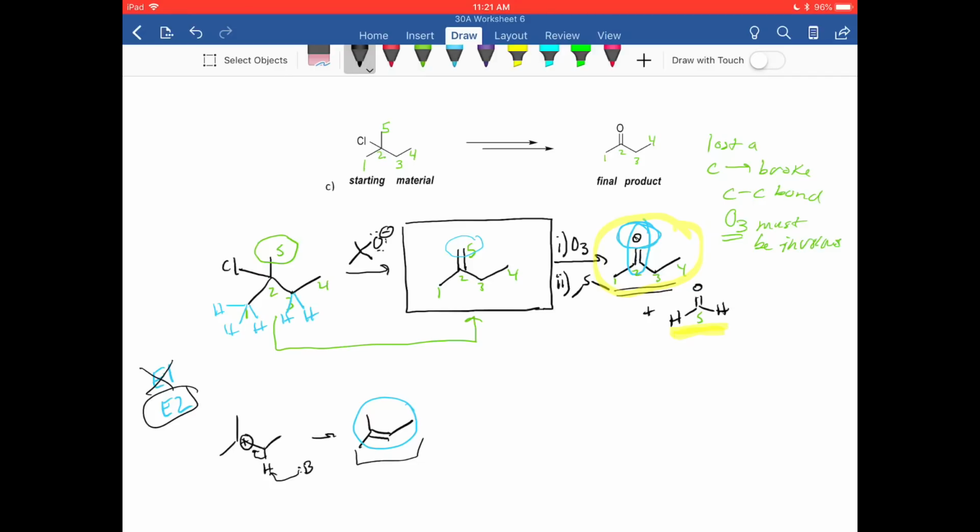And so now that's our synthesis then. With this starting material, we react it with tert-butoxide, we get to this alkene, and then we do ozonolysis with either oxidative or reductive workup and get to our product.